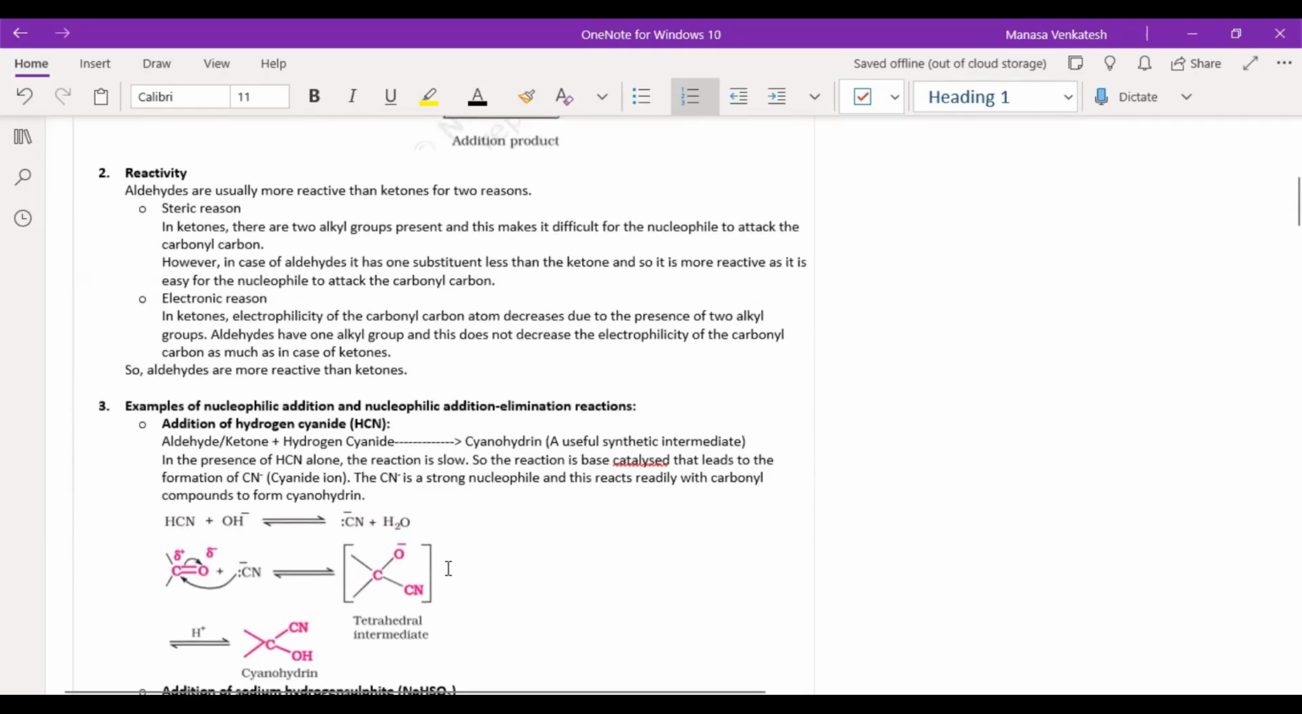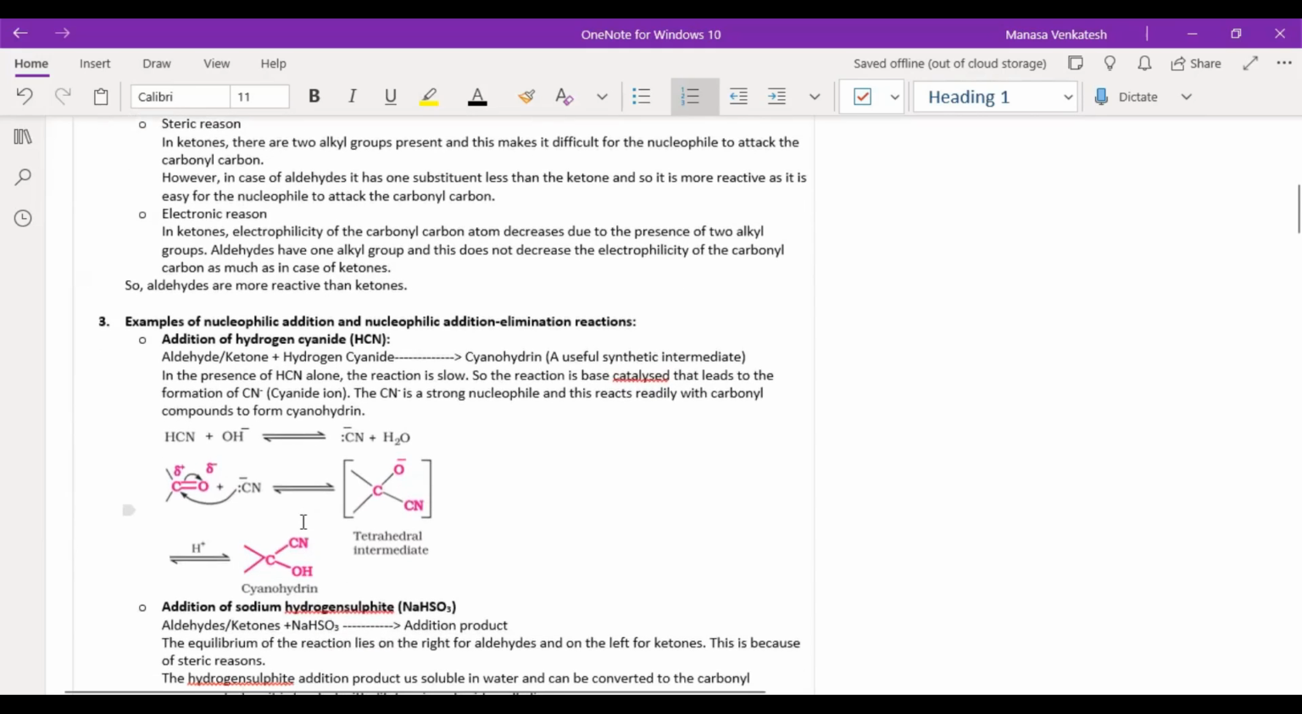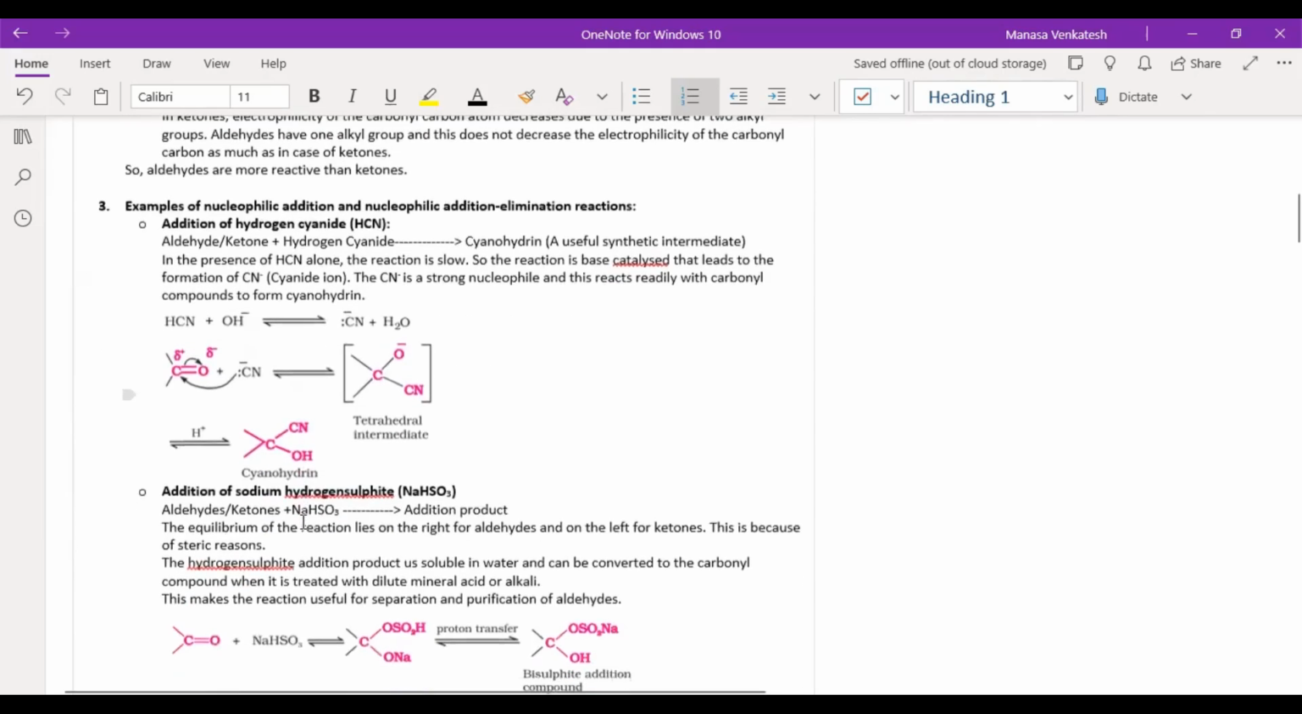Now, when we are taking only HCN, the reaction is quite slow, and a slow reaction is not going to be very helpful. So what we do is we add a base, and this base is going to convert the HCN to form CN minus. And CN minus, that is a cyanide ion, is more reactive than the HCN itself, and that helps in the formation of the cyanohydrin. The second reaction is addition of sodium hydrogen sulfite.